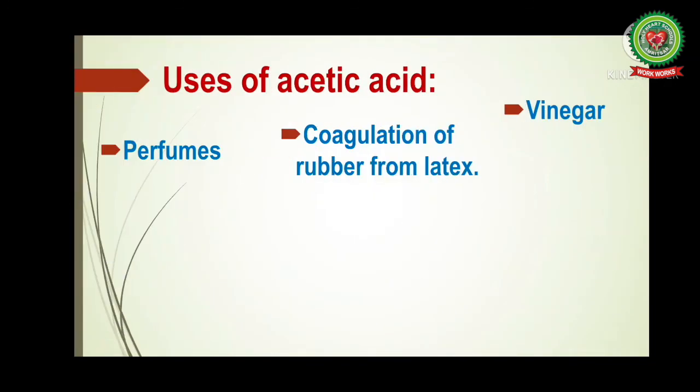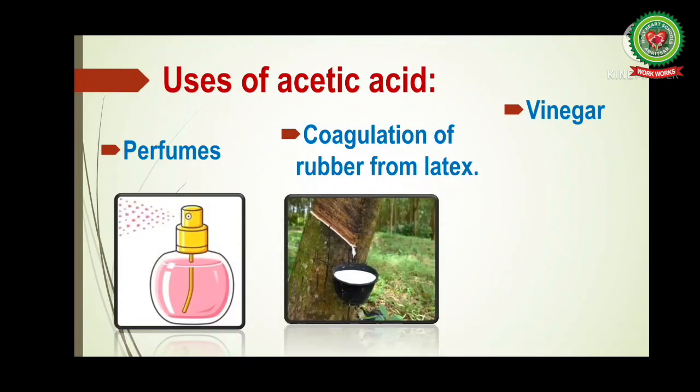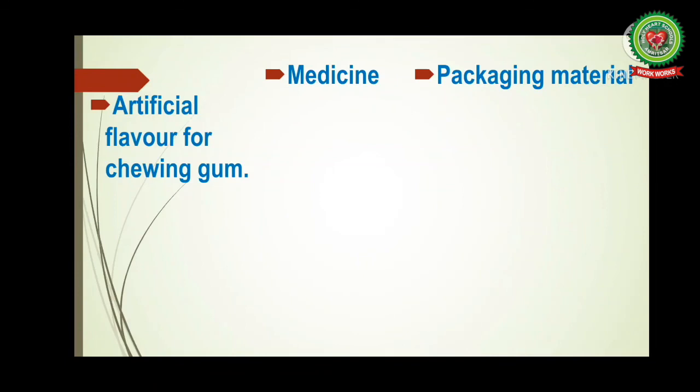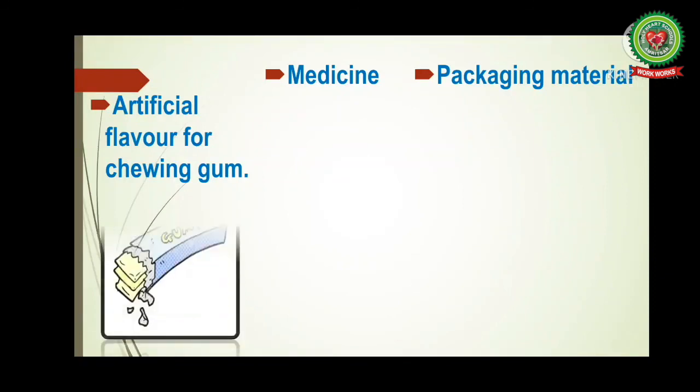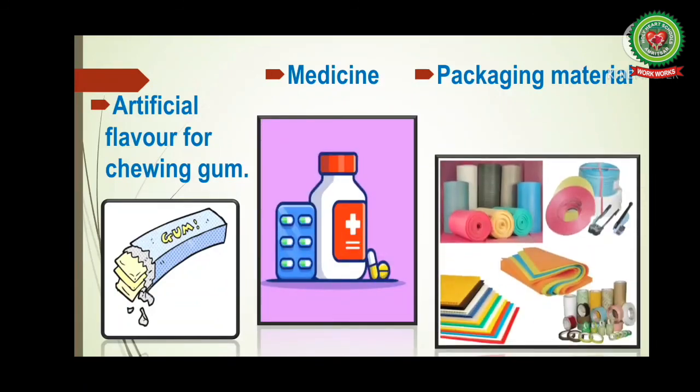Moving forward, let's study about uses of acetic acid. Acetic acid is used in perfumes. It is used in coagulation of rubber from latex. It is also used as vinegar. Acetic acid is used to produce amyl acetate, which is used as a flavoring agent for chewing gums. Acetic acid is also used in medicines and in packaging materials.